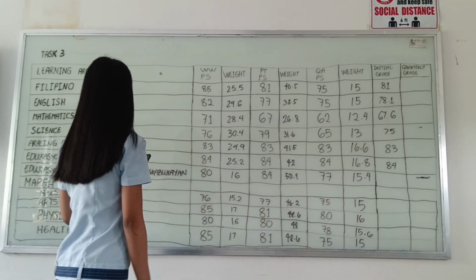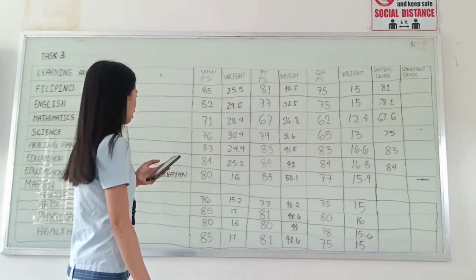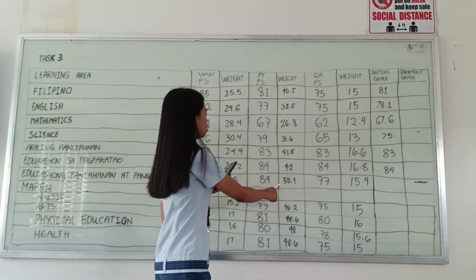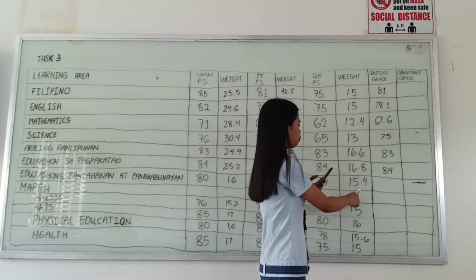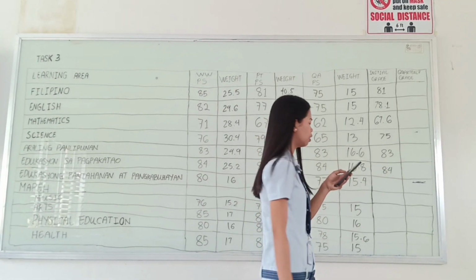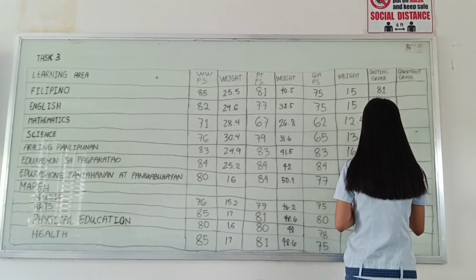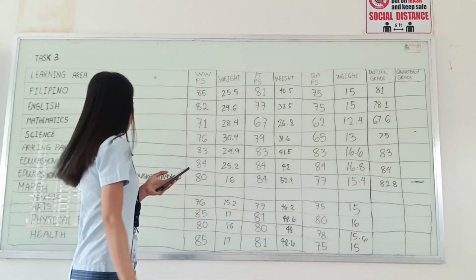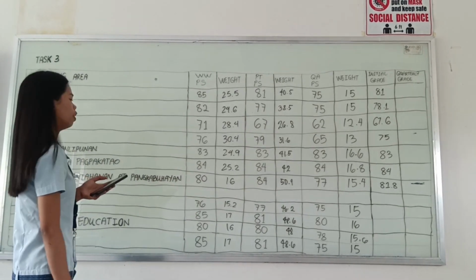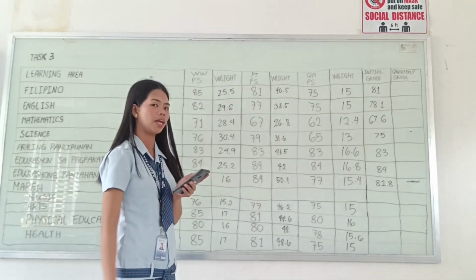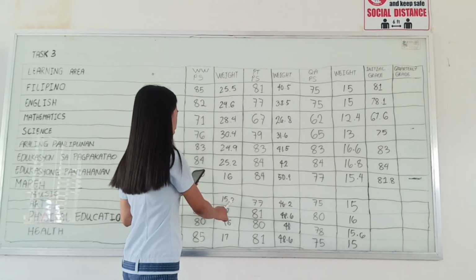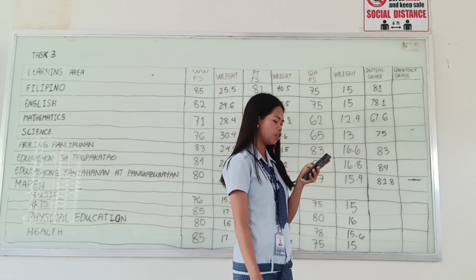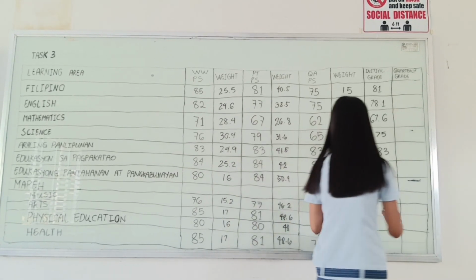Then for the subject Edukasyon Pantahanan at Pangkabuhayan, we'll also add all the weighted scores. Therefore, 16 will be added to 50.4 plus 15.4. So the total is 81.8. And for the subject MAPEH, which is Music, Arts, PE, and Health, for the Music, we'll also add all the weighted scores. So 15.2 will be added to 46.2 and 15. So the initial grade is 76.4.